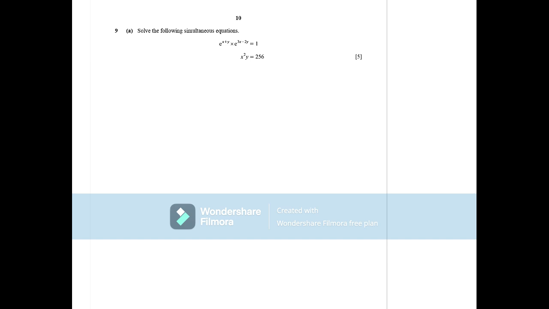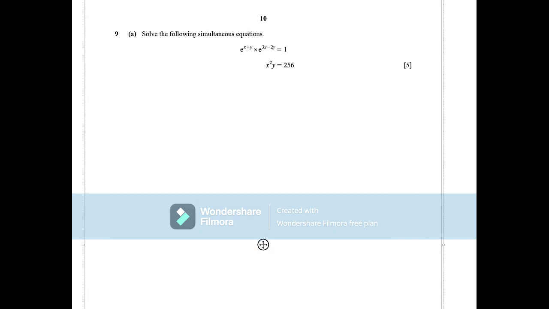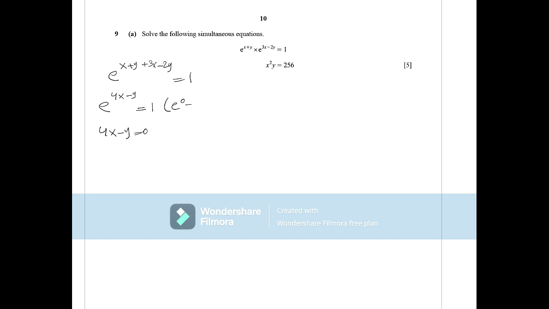Okay, so with the simultaneous equations, first of all, let's just simplify the equations. This is e to the x plus y, and we have a multiplication sign, so we can add the powers. Minus 2y is equal to 1, which is e to the 4x minus y is equal to 1, which implies 4x minus y is equal to 0 because we know e to the 0 is equal to 1.